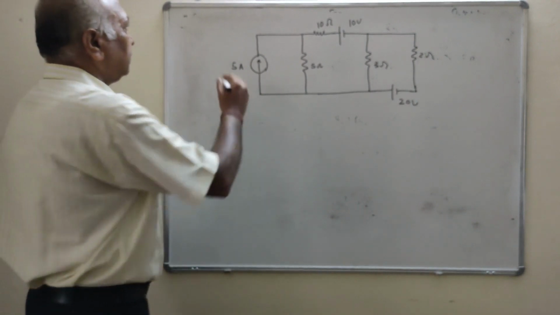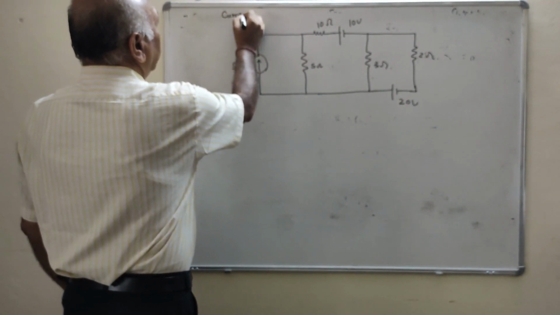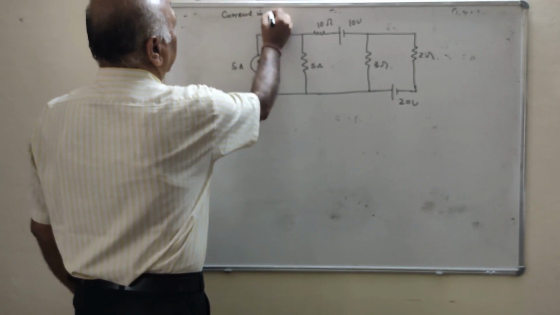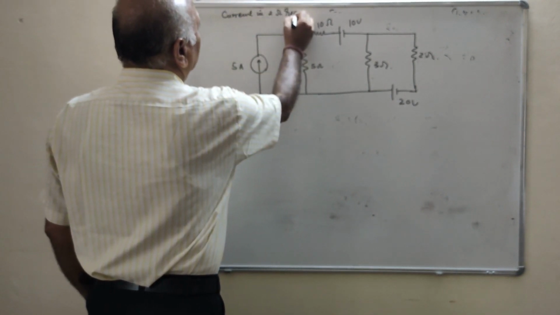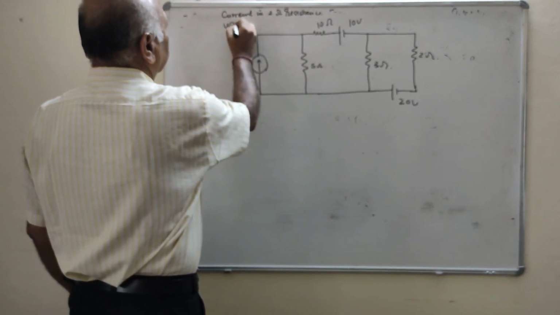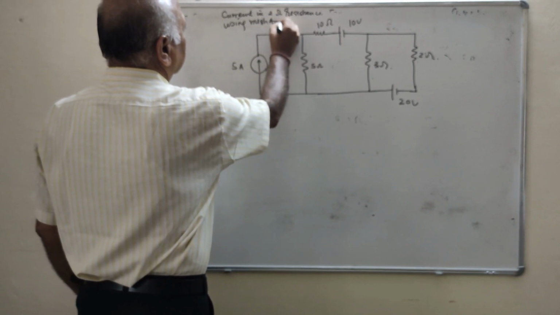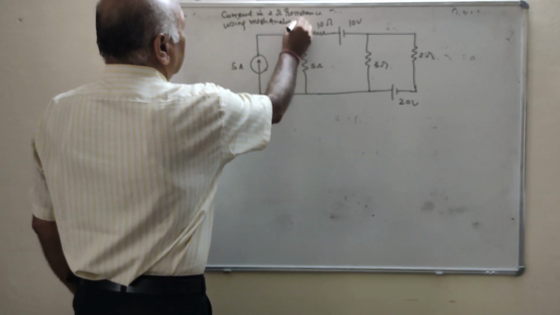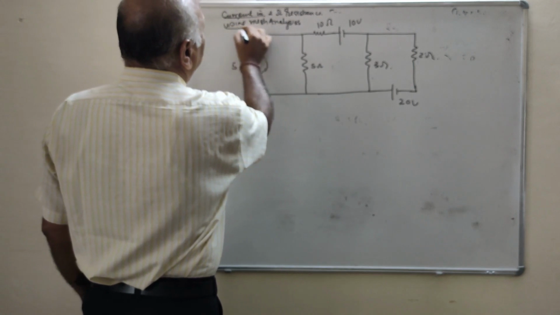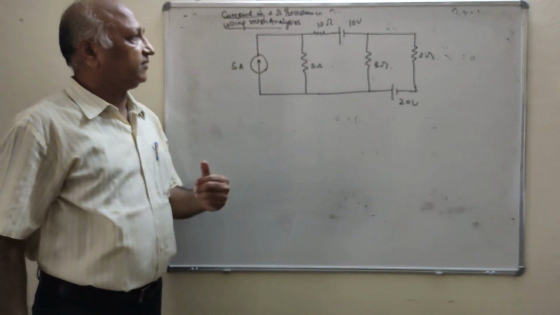What we have to do? We have to find the current in the 2 ohm resistance using mesh analysis. To solve this network, we have to use the mesh analysis.